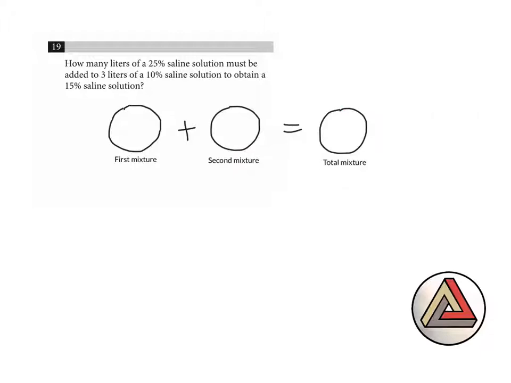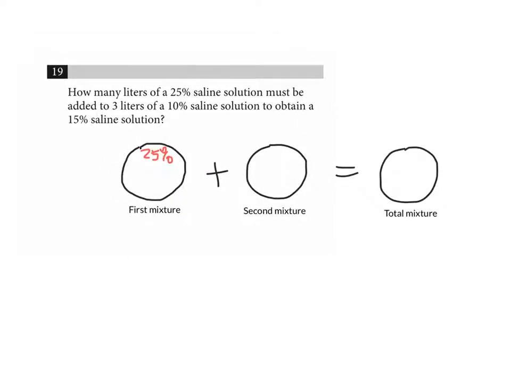We're going to start with the top thing. The top thing is always going to be the percentages. So the percentage is 25% in the first mixture. And what is it in the second mixture? Looks like it's 10%. And then in the final mixture, we're trying to obtain a final mixture of 15%. So we're going to have 15% there. So the percentage of solution in the mixture goes on top.